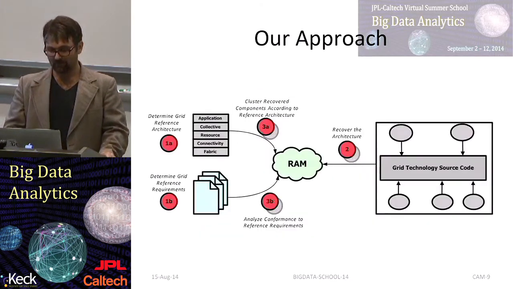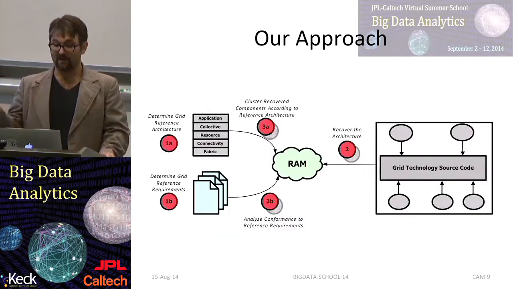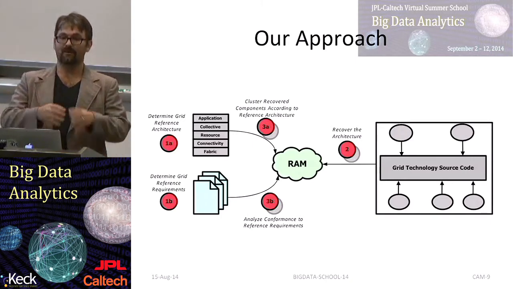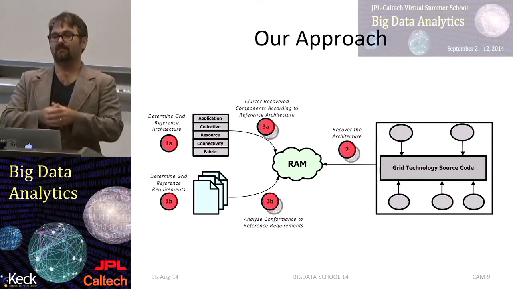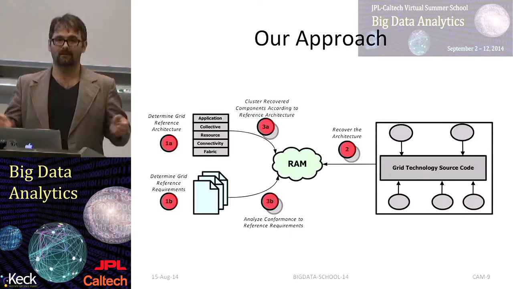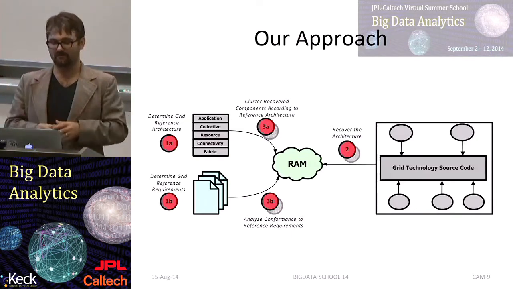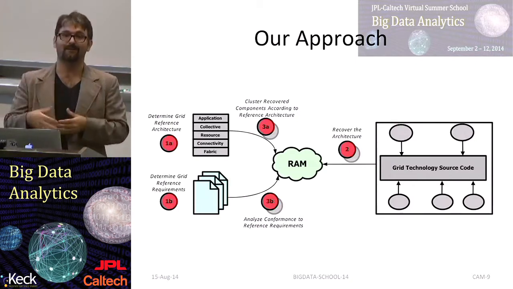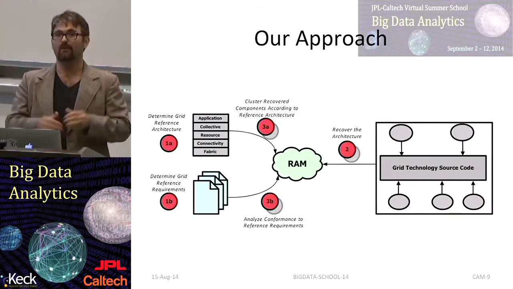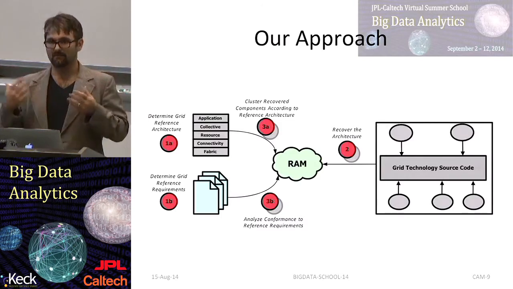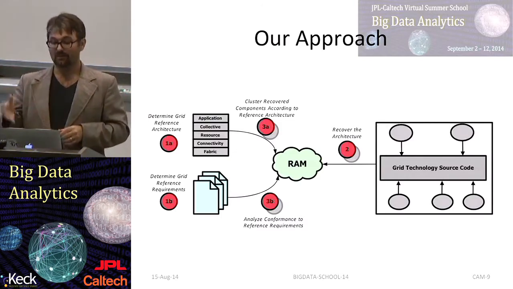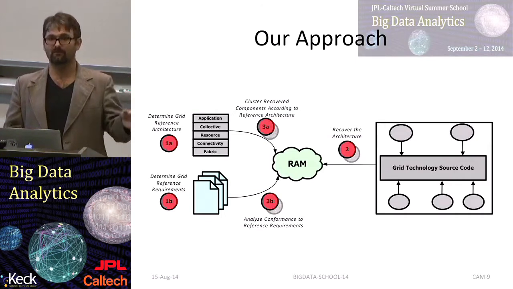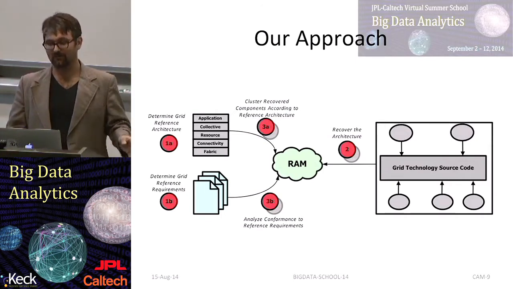So the approach is depicted graphically here. There's a 5-layer grid architecture. Real quickly, the layers correspond to fabric. These are like the data disks, the storage devices, the actual physical processors and things like that across a grid. Connectivity is all the networking layer that makes these resources available in a networked way. Resources are specific individual resources, services in a grid environment specific to a single institution.